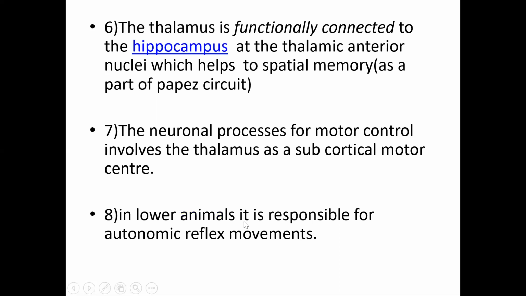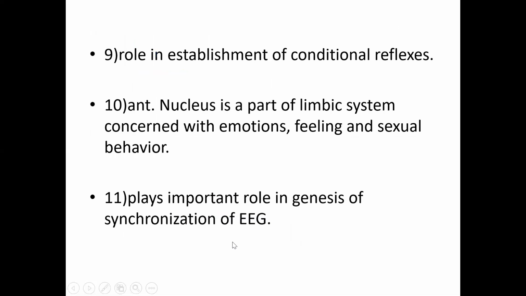Then in some lower animals, it is mainly involved in autonomic reflex movement, different conditional reflexes because of connection with the amygdala and hippocampus. Anterior nucleus is again part of the limbic system, emotion, feeling and sexual behavior.